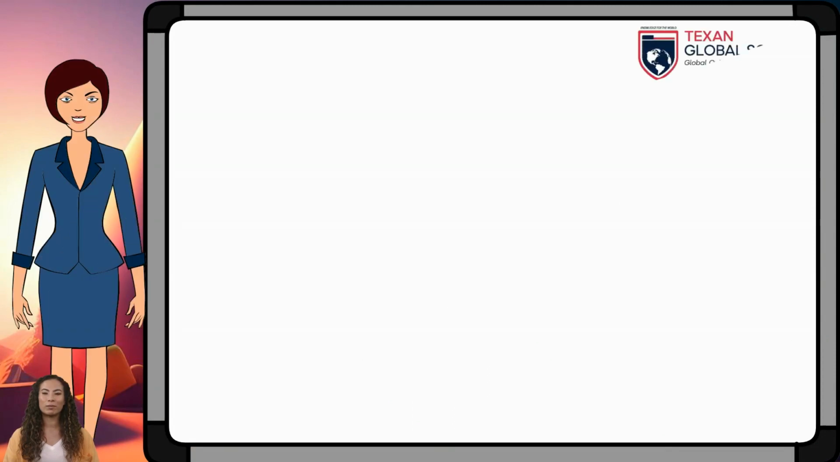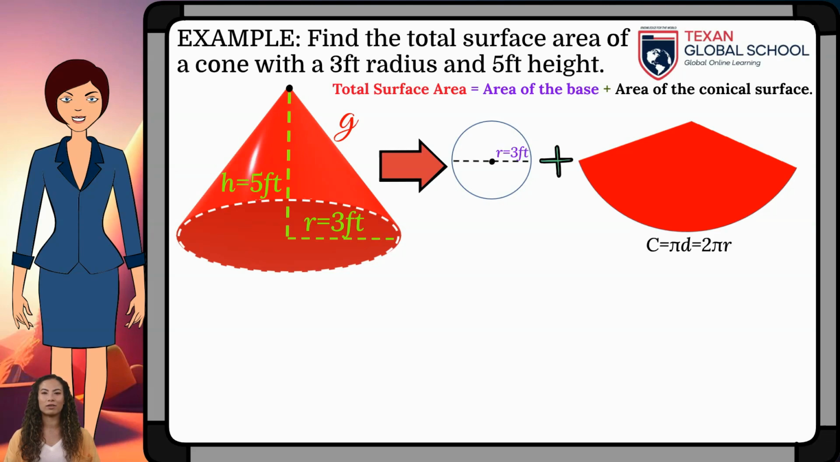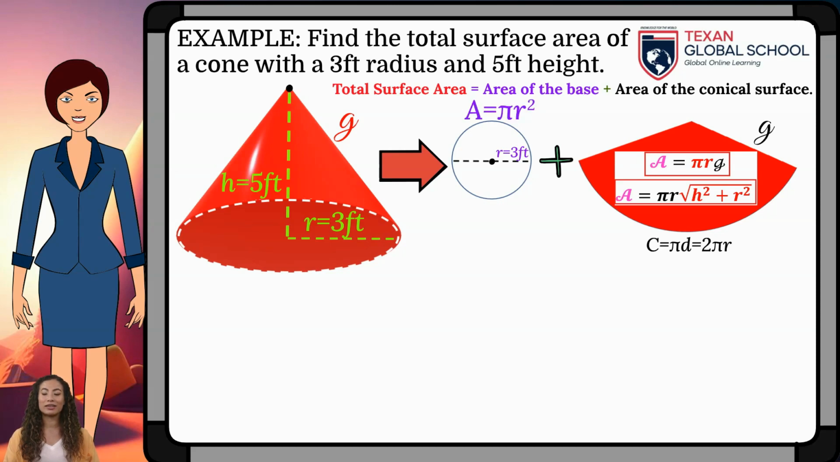In this first example, find the total surface area of a cone with 3 feet radius and 5 feet height. First, sketch the cone with the given measures. Then, unfold it to analyze the surface area to be calculated. We can see the circular base and a circular sector as the conical surface. Hence, to calculate the area of the base, multiply pi times the radius squared, resulting 9 pi square feet.